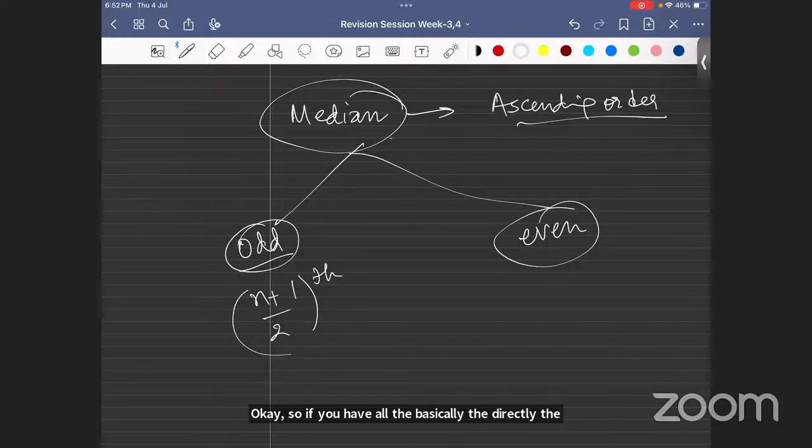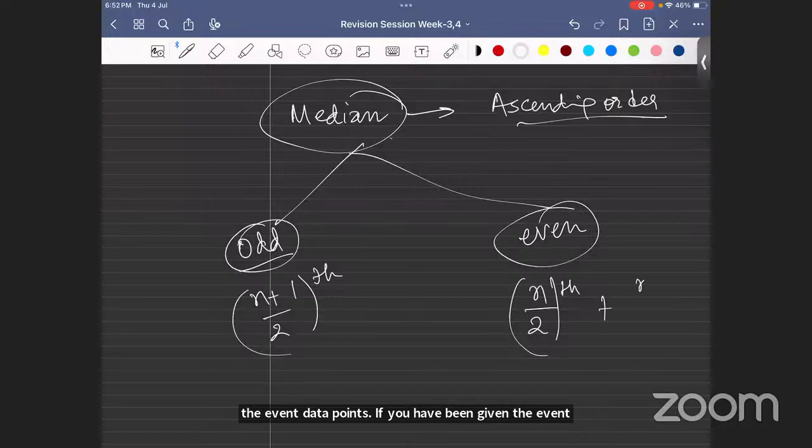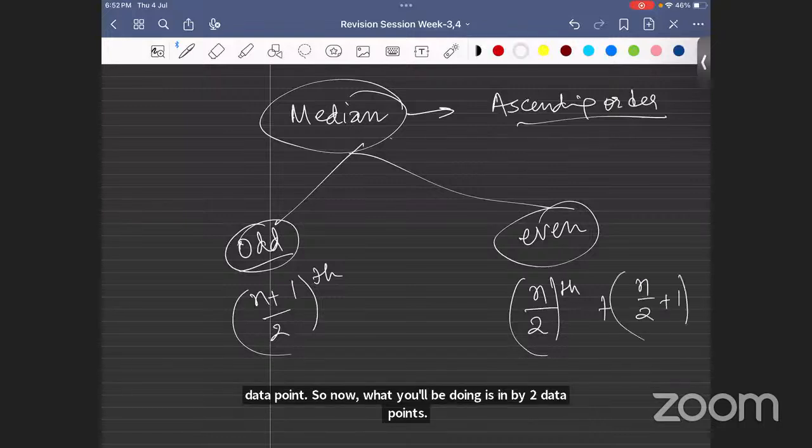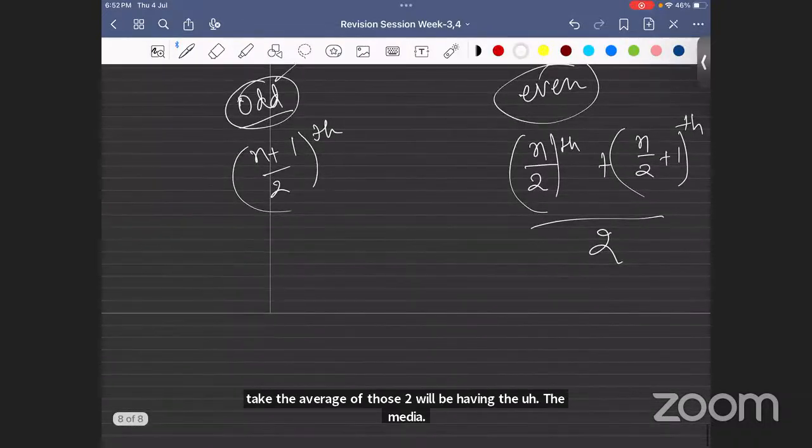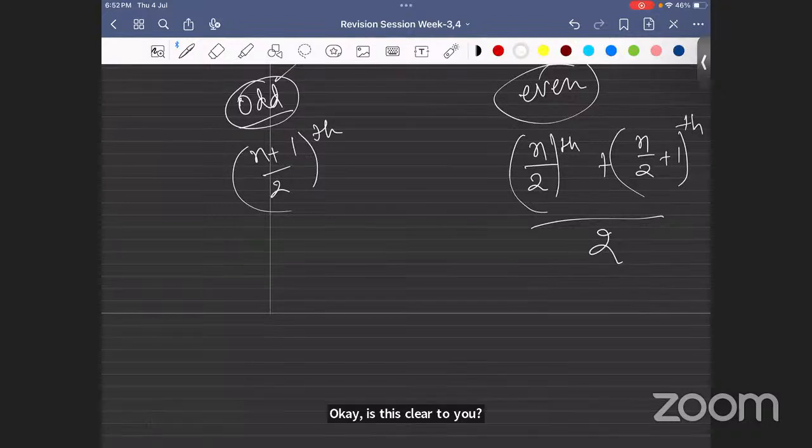And for even data points, what you will be doing is taking the n by 2th data point and the n by 2 plus 1 data point. Then you take the average of those two, and that will be the median. Is this clear to you? This is simple, right?